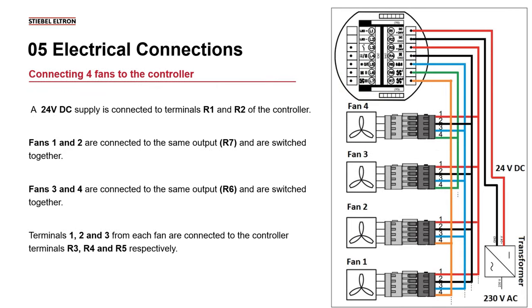When installing 4 fan units, you will need to bring a 230V supply to your 230V AC to 24V DC transformer and a 24V DC supply from the transformer to terminals R1 and R2. As we have 4 units, they will now be placed in pairs. Fans 1 and 2 will be connected to the same output, R7. Fans 3 and 4 will be connected to R8. And then terminals 1, 2 and 3 from each fan are connected to the controller terminals, R3, R4 and R5.